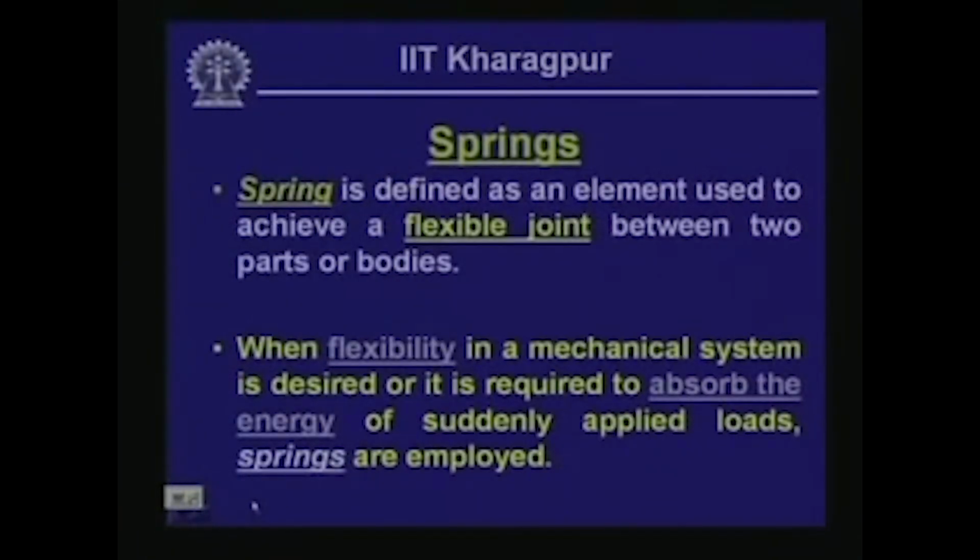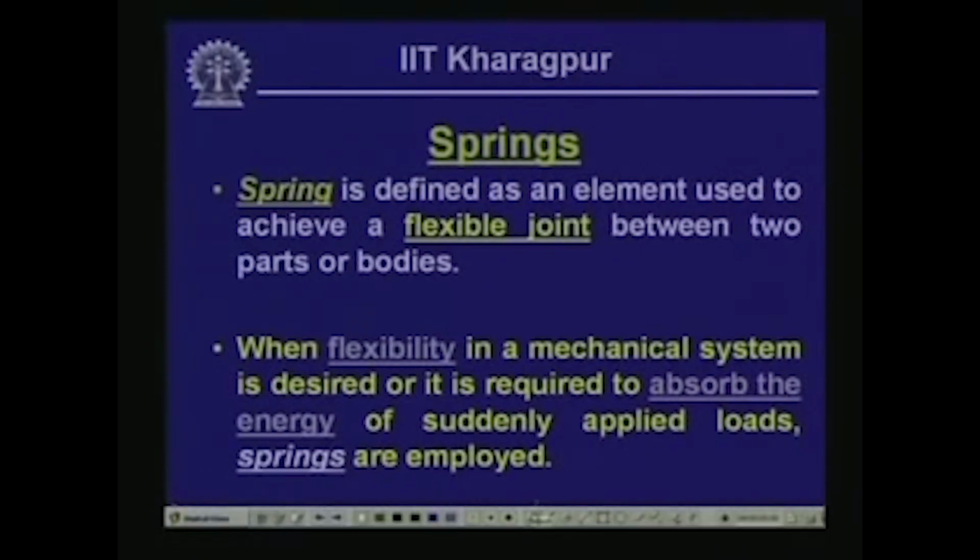Well, having looked into the answers to the questions which were given last time, let us look into the aspects which we are going to discuss today, which are the springs. Now, a spring is an element which is used to achieve a flexible joint between two parts or bodies.